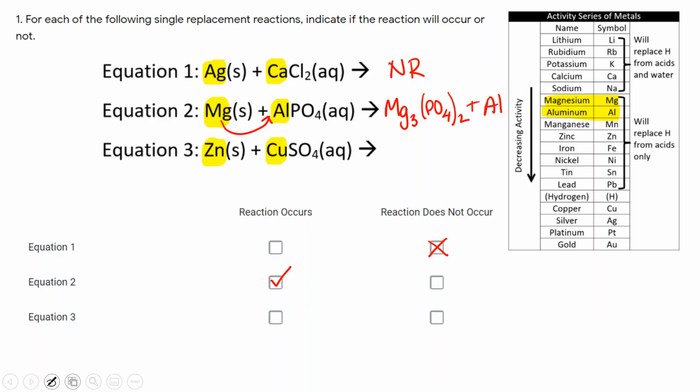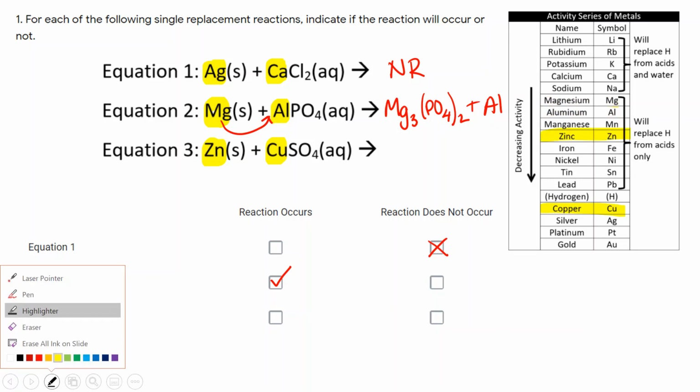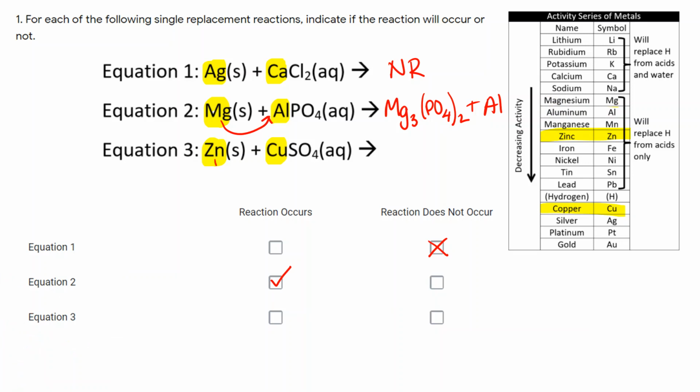The next reaction, we're looking at zinc and copper. So here's copper, and here is zinc. So because zinc is more reactive than copper, it'll replace it. So instead we'll form zinc sulfate, and then copper will be the lone element.